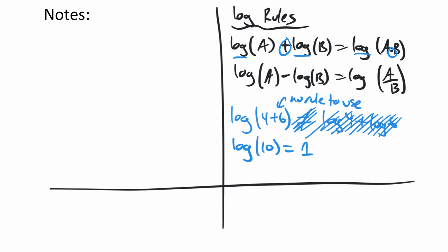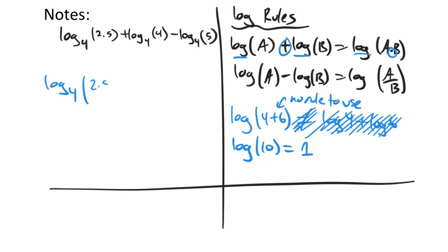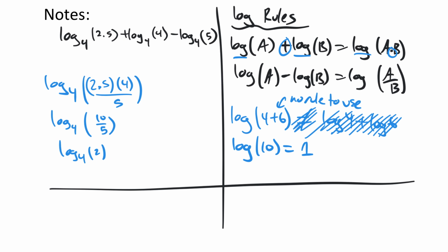So for an example, let's try log base 4 of 2.5 plus log base 4 of 4 minus log base 4 of 5. So go ahead and evaluate that without a calculator. All right, so for your solution here, you should get 2.5 times 4 divided by 5. So that's going to be 2.5 times 4 is 10. So that's going to give me 2. And what power of 4 do I need to get 2? The answer is 1/2. It's the square root.